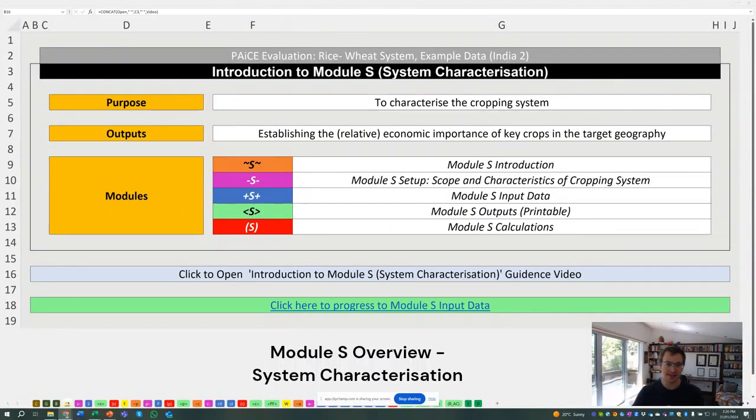Welcome to Module S. The S stands for System, or System Characterization. What we're trying to do in this module is to characterize the cropping system, and at the end we will be establishing the relative economic importance of key crops in the target geography. There are 5 sub-modules within Module S: the Introduction module, which is this one, the Setup, the Input data, the Outputs, and the Calculations.